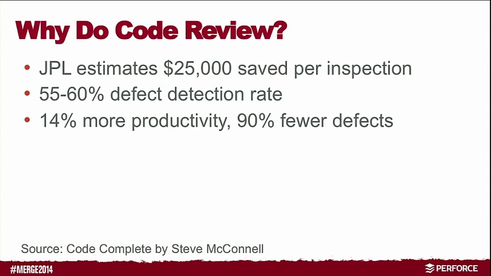So we have some statistics. We've got some mind-numbing stats for you here. These come from a book called Code Complete by Steve McConnell. And so we got 3 stats here. JPL, that's the Jet Propulsion Laboratories. Pretty fancy guys. They estimate they save 25 grand per inspection.